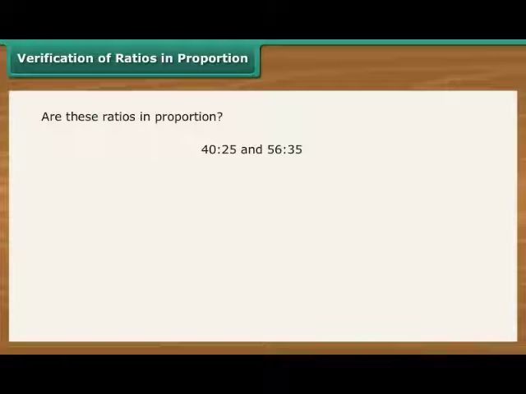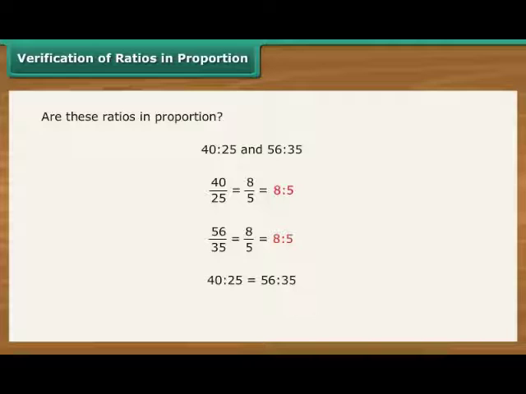Verification of ratios in proportion. Consider the two ratios 40:25 and 56:35. 40/25 is same as 8/5, that is 8:5. 56/35 is same as 8/5, that is 8:5. Therefore, 40:25 is equal to 56:35. In other words, 40:25 as 56:35.